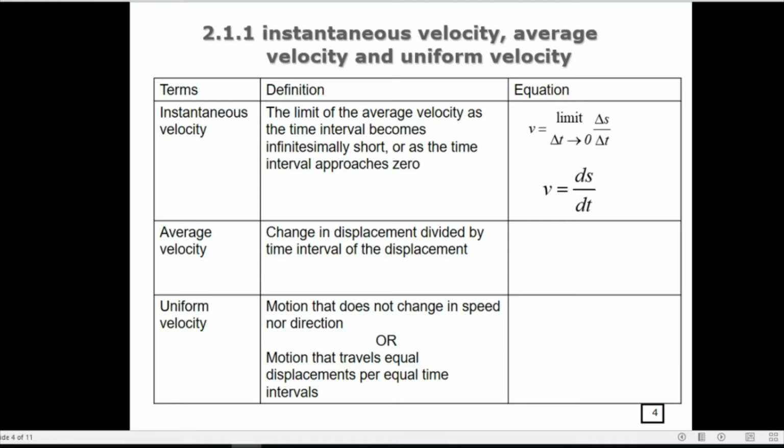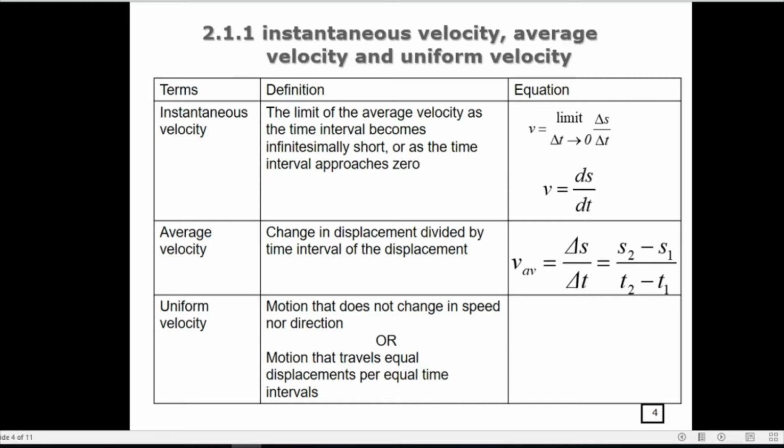The second term is the average velocity, which is defined as the change in displacement divided by the time interval of that displacement. The equation is v average, which is the symbol for average velocity, equals delta s over delta t. Since it says change, the symbol is delta. Delta s is the change in displacement, divided by the time interval delta t. The change means the final displacement minus the initial displacement, so s2 minus s1 divided by time 2 minus time 1. So this is the average velocity.